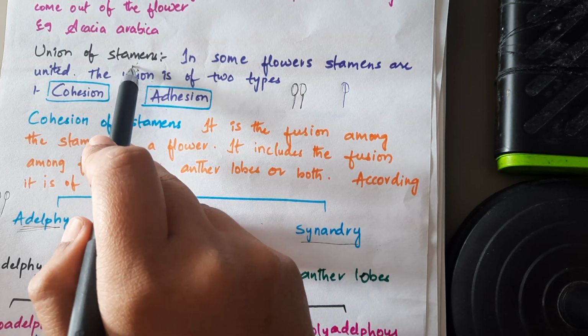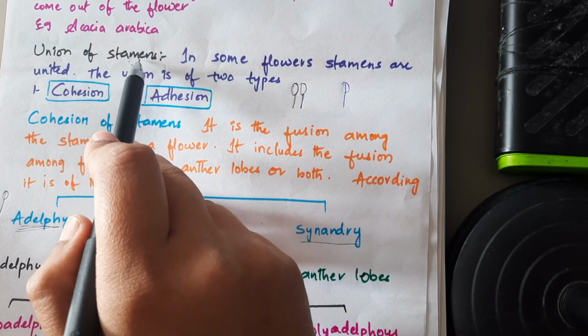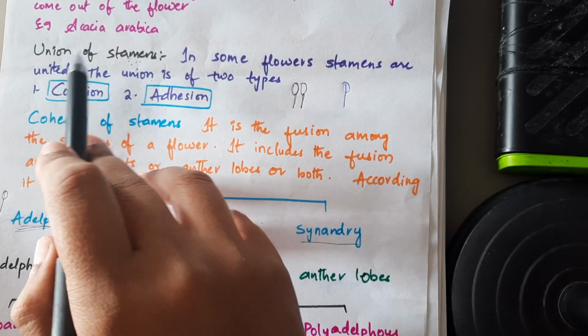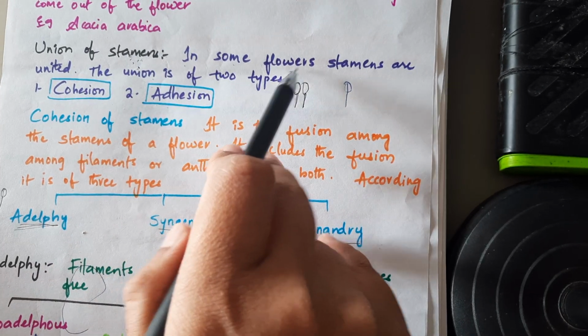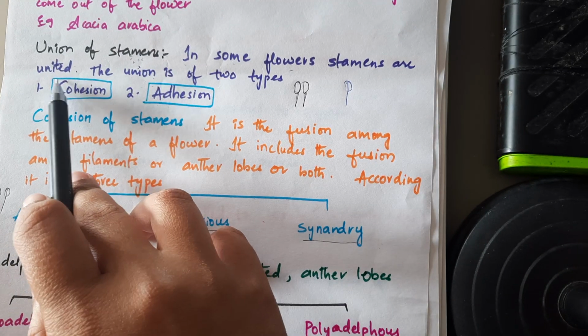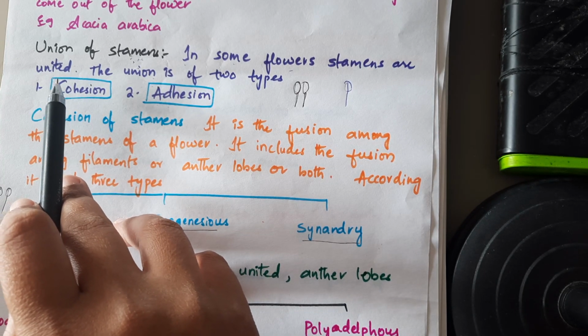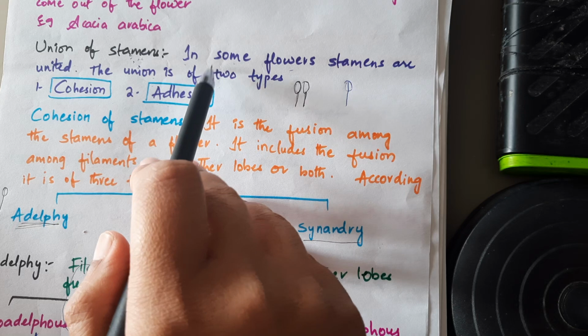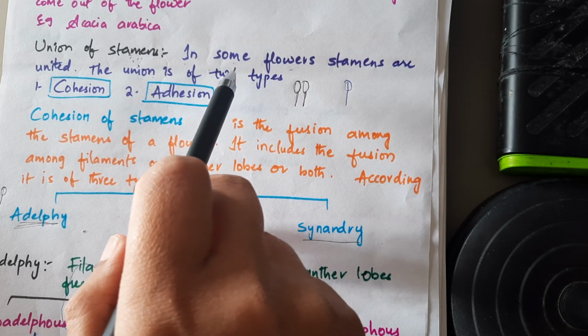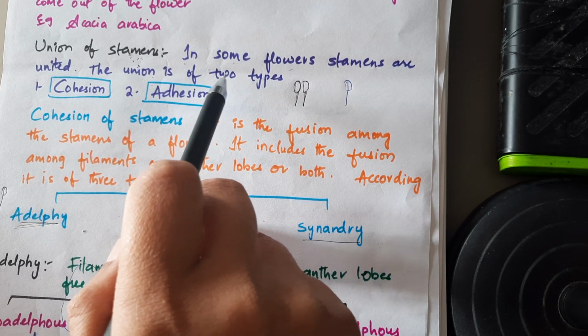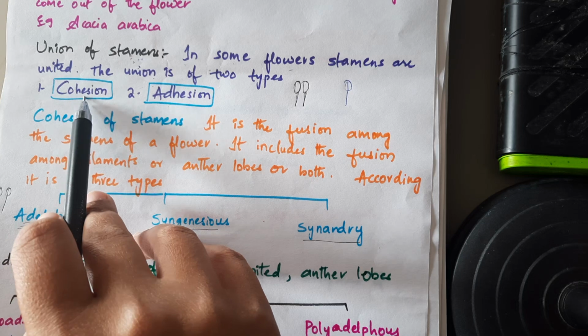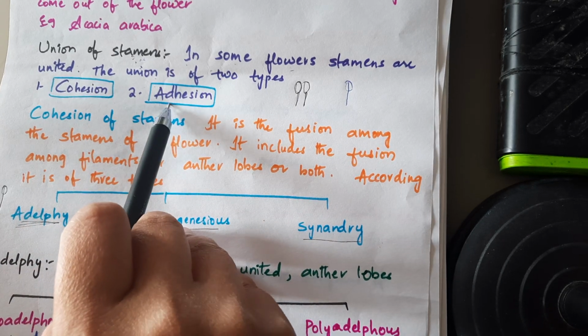So how is the fusion or union of stamens taking place? Let us see. In some flowers, stamens are united. Here the stamens are united or fused with each other. Then this union is of two types, based on the type of union. First one is the cohesion and the next one is the adhesion.